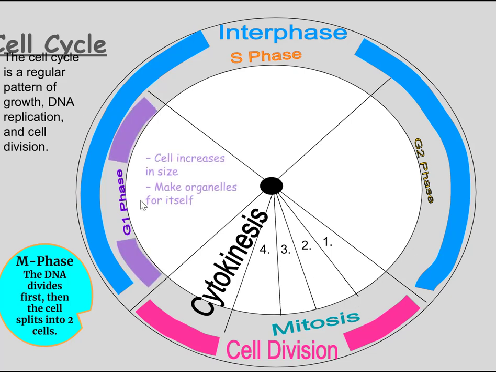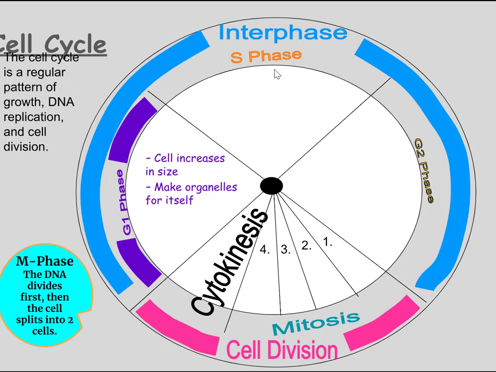Now in interphase, we have our first one, G1. The cell is going to increase in size and make organelles for itself. It's going to say, all right, do I have enough ribosomes? Do I have enough mitochondria? And if it doesn't, it's going to make sure that it's ready to go through cell division.